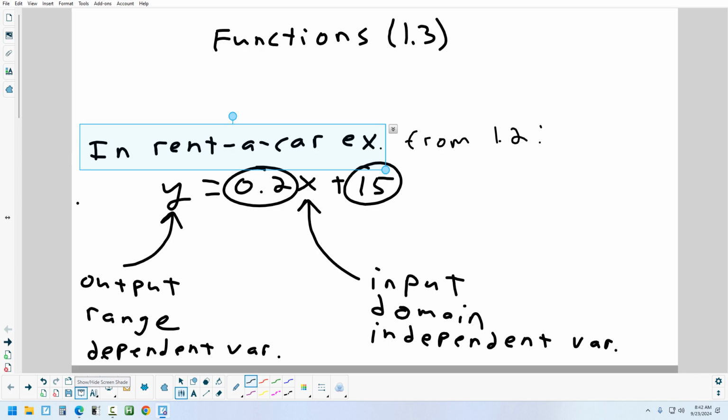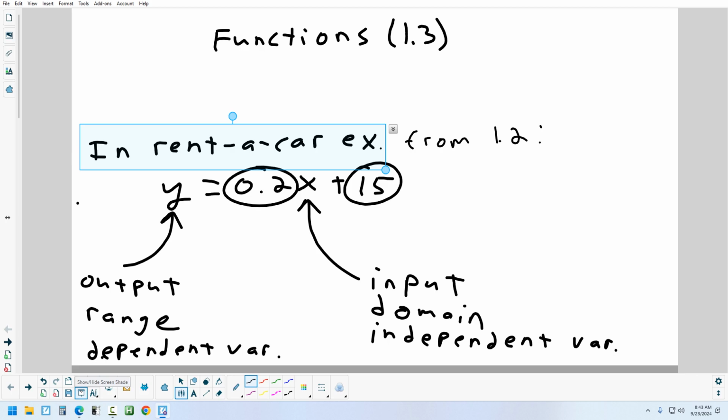Because when you pick a number to fill in, usually you fill in a number for x. That's the number you're plugging in for. That's why they call it input. Then there's some arithmetic you do, and then you get an answer out from the formula. That's why it's called the output.